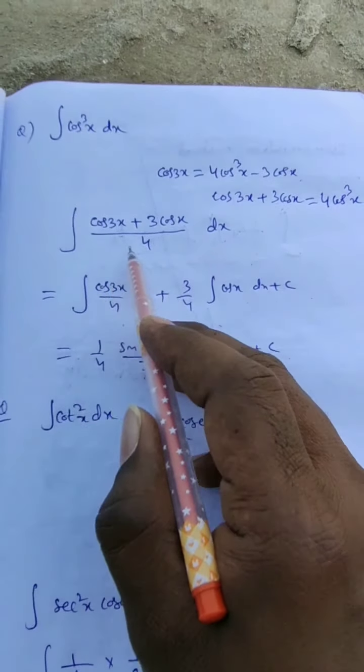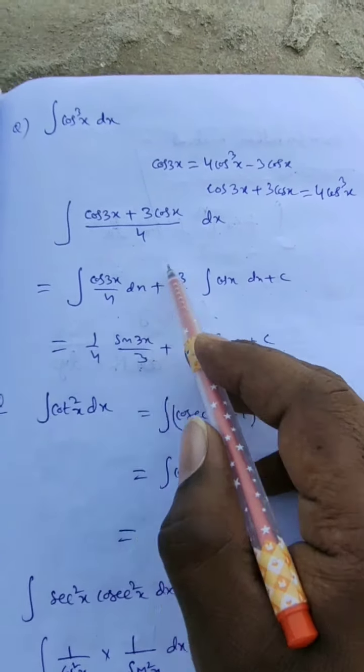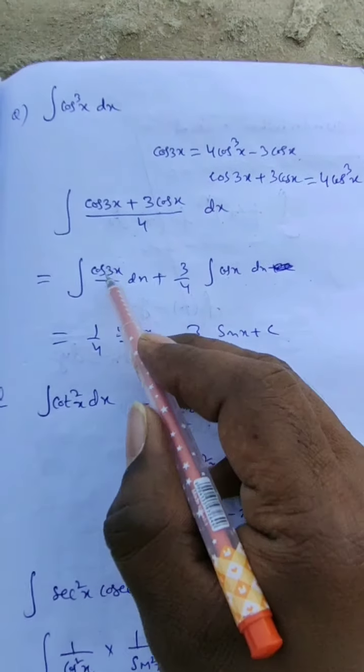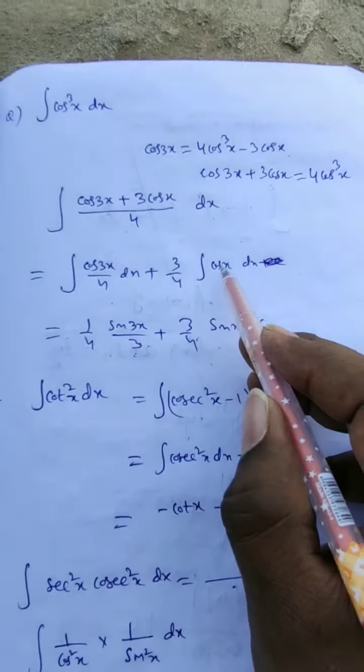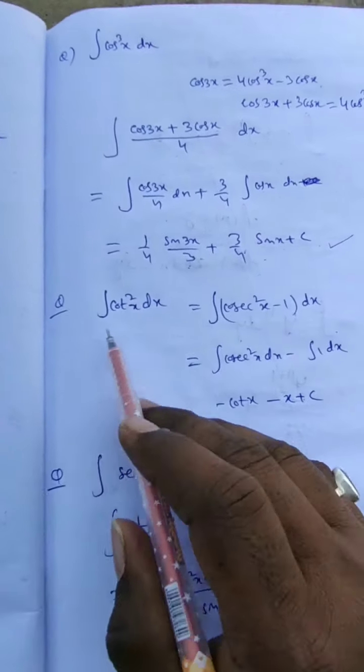Now I separate the integration: cos 3x by 4 dx plus 3 by 4 cos x dx. Plus c not here, integration. Now here 1 by 4 will come out. What is the cos 3x integration? Sin 3x, and coefficient will divide. Plus 3 by 4 cos x integration is sin x plus c. That's it, over. Now let us go for another question.